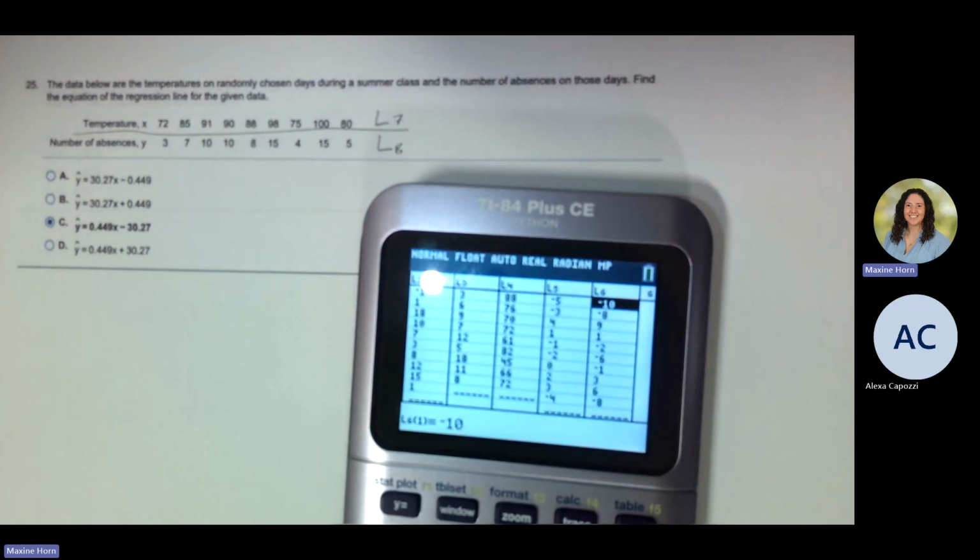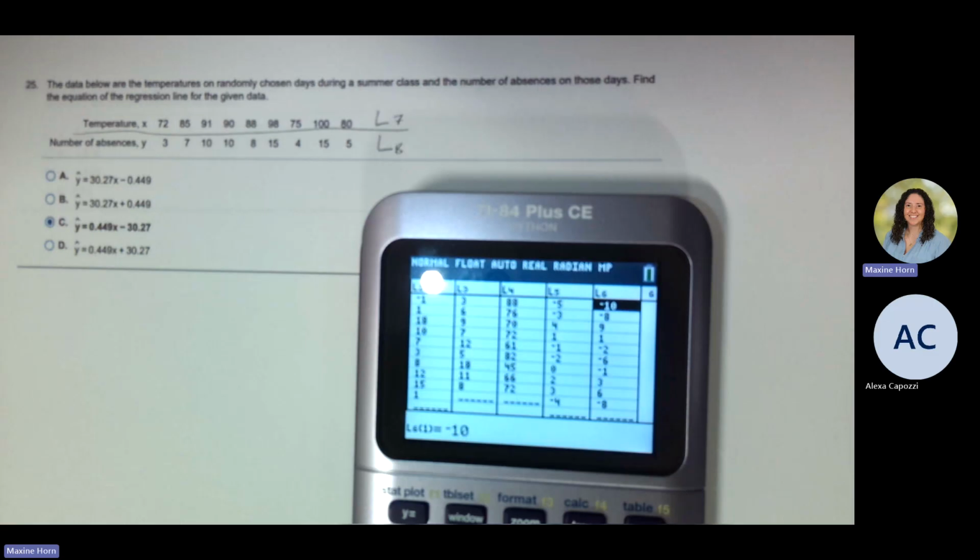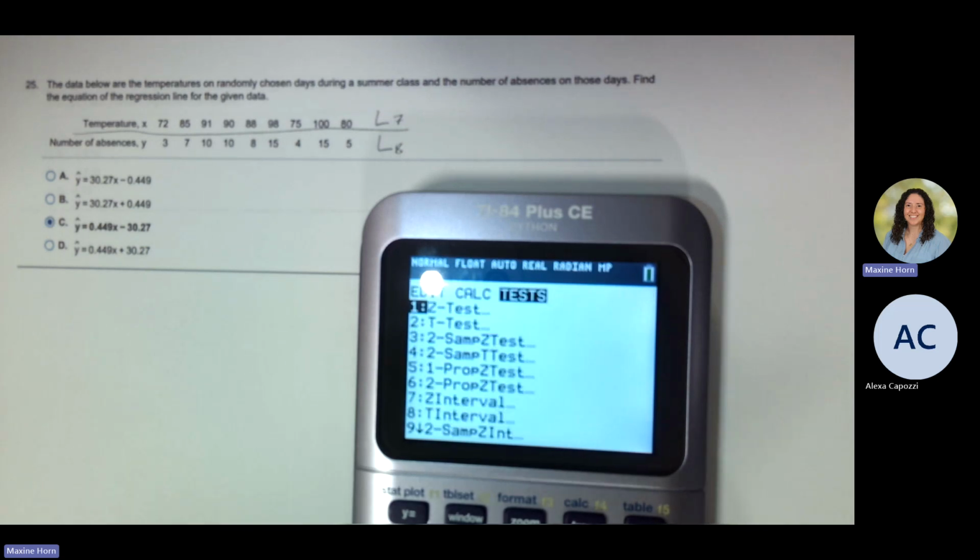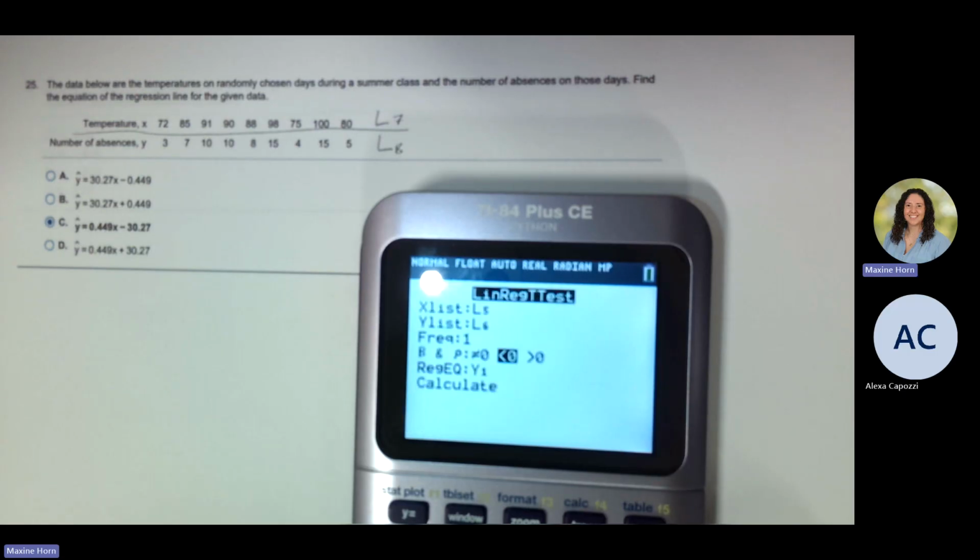So again, you're going to go to Stat, Edit, and fill in L1 and L2, or whichever lists you have. I have them in 7 and 8. And then you're going to go to Stat, Tests, and go all the way down to F, Linear Regression T-Test, and plug in what you have. So I have to go L7 and L8. Leave everything else alone and calculate.